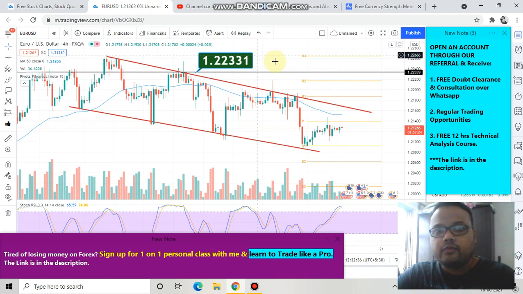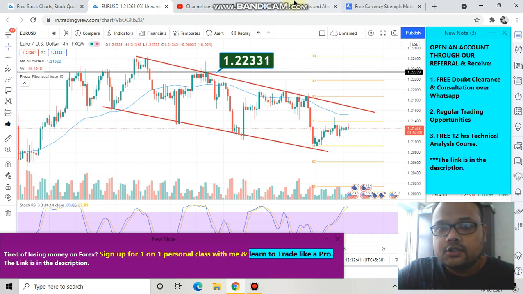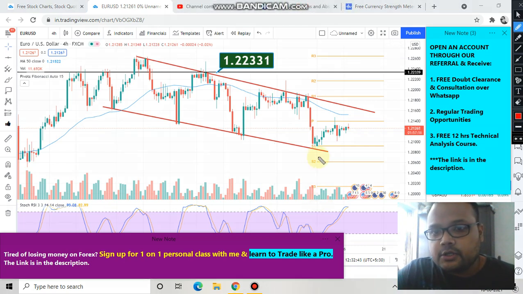So considering the overall aspects of the market, the first trading opportunity is this support level. As we all know, right now market is trading in a downward range or downward channel. So if market comes down and takes support at this particular trend line, and if market bounces, then you can go for a buy order.